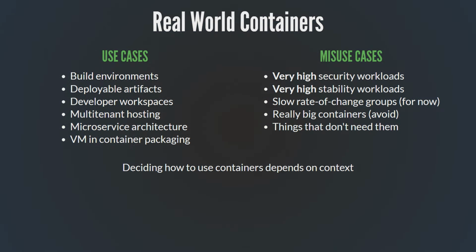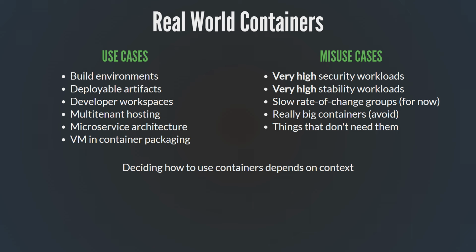I think some misuse cases are for slow rate of change groups. They just don't really change things that much. Why complicate stuff if things are working really? But I think there's a hint there. If they need the change, maybe they should look at containers.